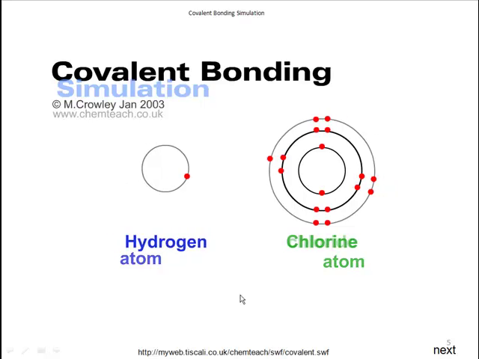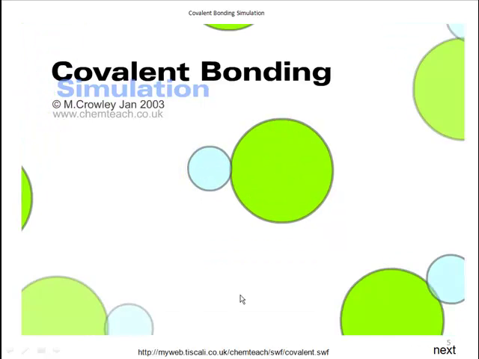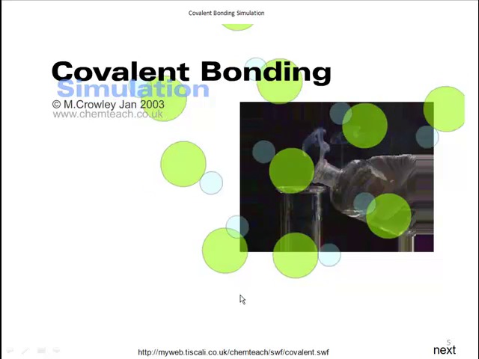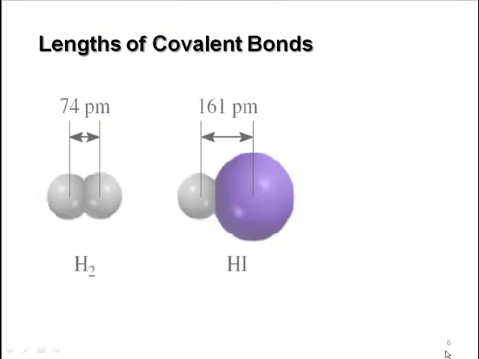So we've seen our simulation. There we go. And then we've got multiple molecules. They would look something like this. And then what would they look like in reality? This would be HCl gas. This is like concentrated hydrochloric acid, and when you pour it, you actually see this vapor coming off. It's usually found in gases or liquids, covalent. Millions of small molecules are in a covalent bond.